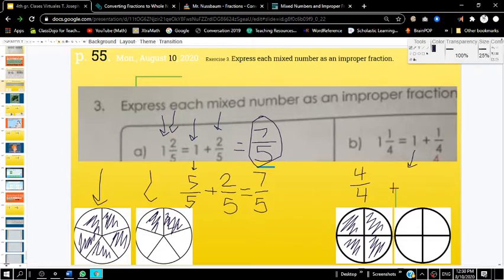Now I'm going to add my part. We have 1/4. So what is 4/4 plus 1/4? 4 plus 1 is 5. And our fourths stay the same. 5/4 is our answer.